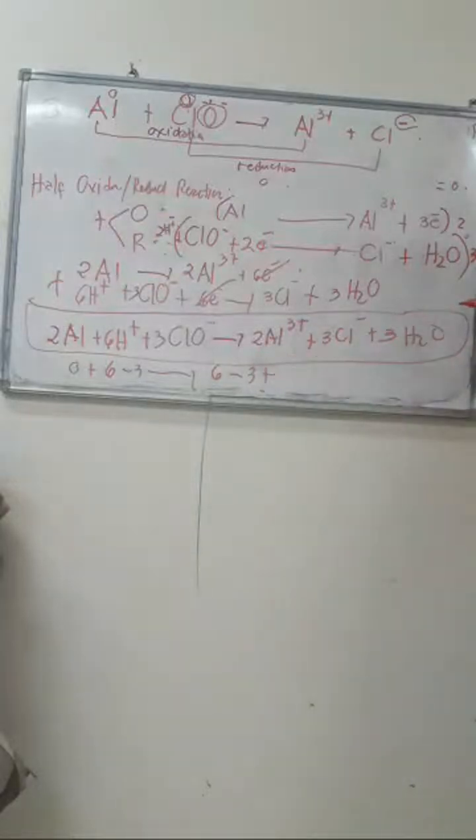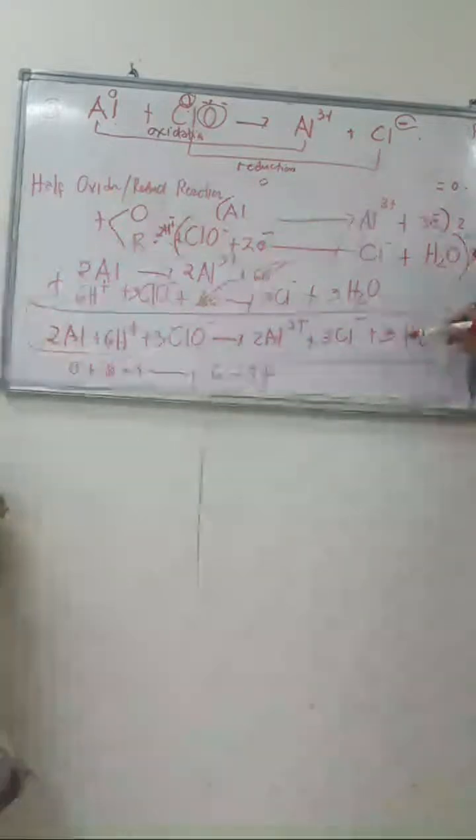Then for water, the oxidation state is 0 for a compound, the net charge. So 0 times 0 is 0. 6 minus 3 is 3, equal to 3, which is perfect. The charges are also balanced.